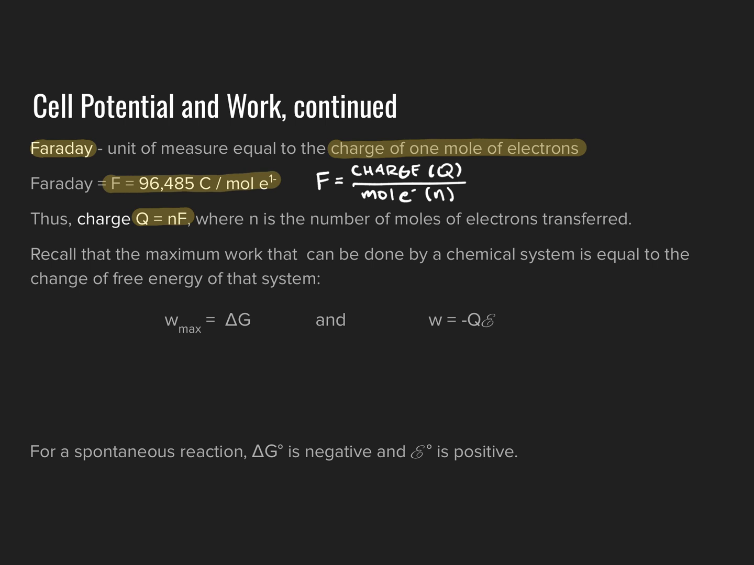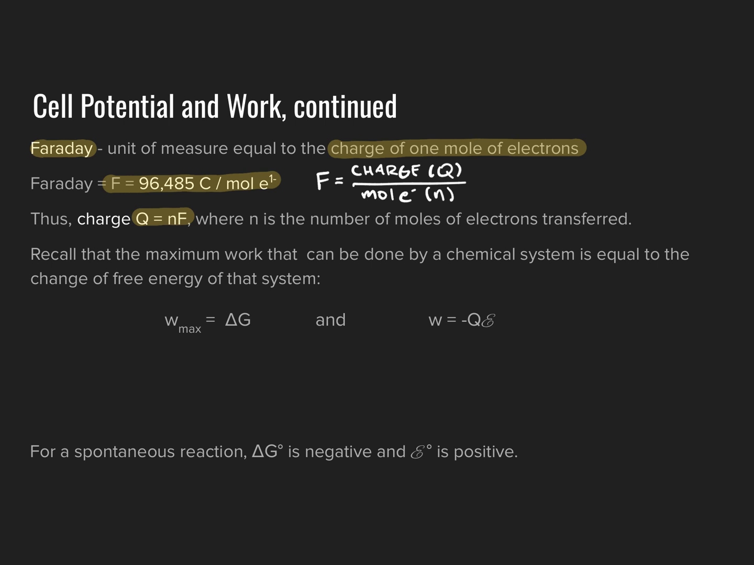So here is a key idea that we're going to use to tie together two fundamental concepts of our last couple of units. Recall that the maximum amount of work that we can do by a chemical system is equal to the change in free energy of that system. That is to say, the max work is equal to delta G.